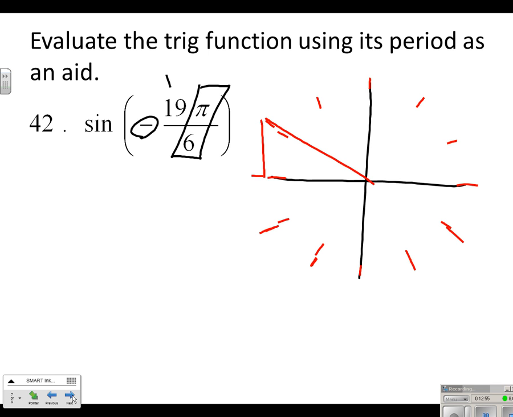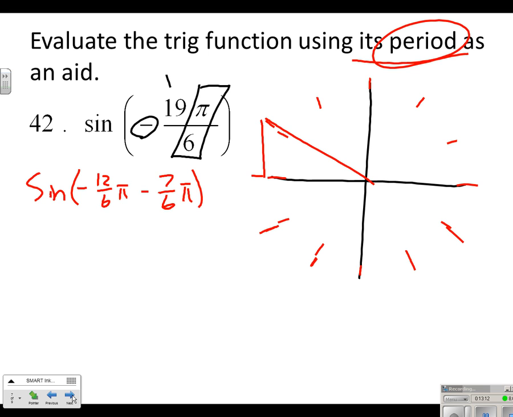But this says use the period as its aid, and we know that sine repeats itself every 2 pi, so we might want to think of this as sine of -12/6 pi minus 7/6 pi. That just gets us back to the same place. So sine of -7/6 pi, we could have just done this in 1, 2, 3, 4, 5, 6, 7 steps. Gets us a 30, 60, 90. A 1, a 2, a root 3. Most common mistake, not checking root 3 to the left.